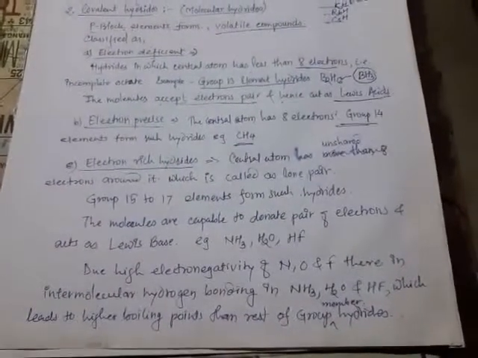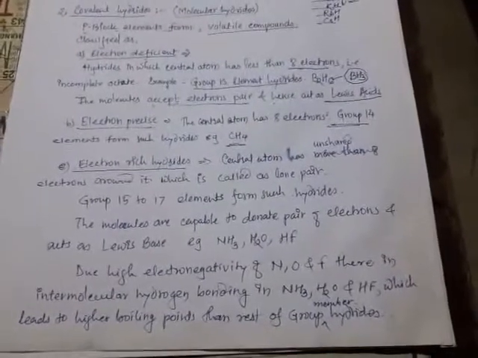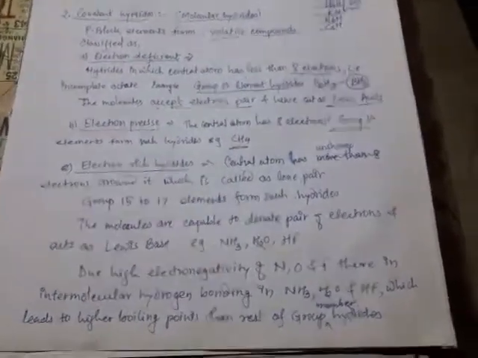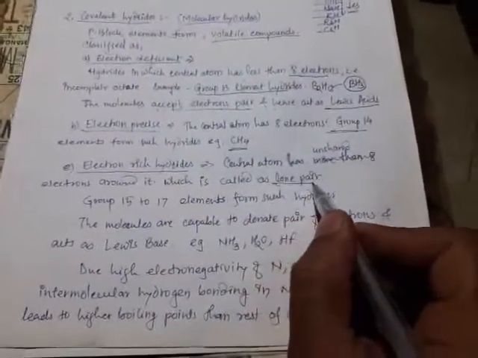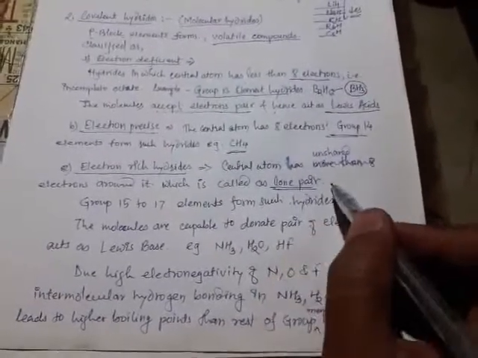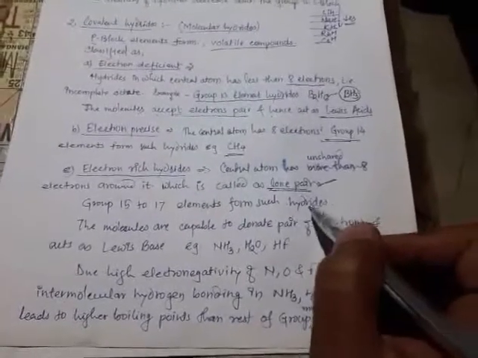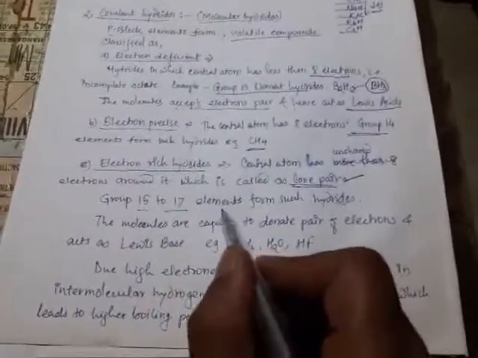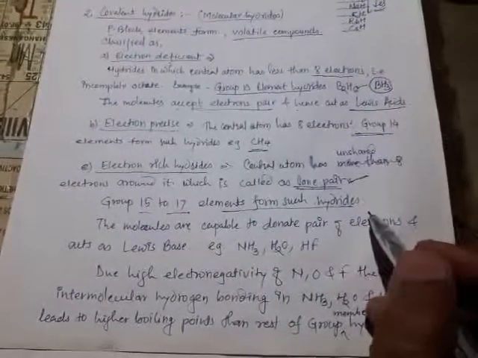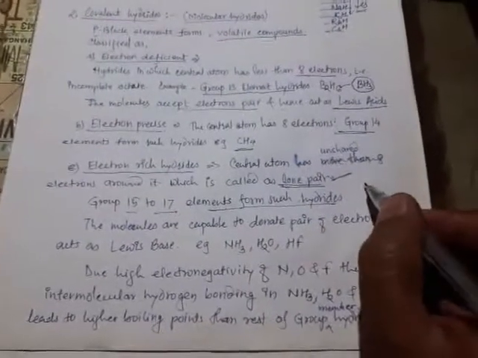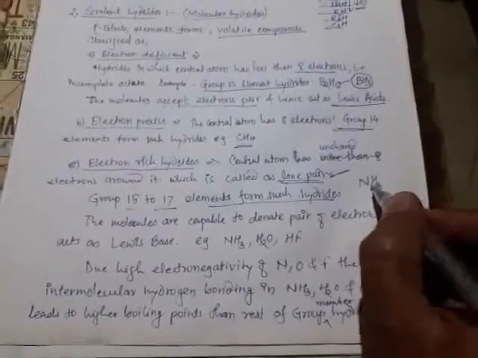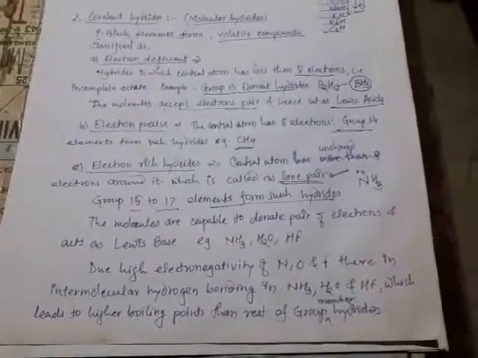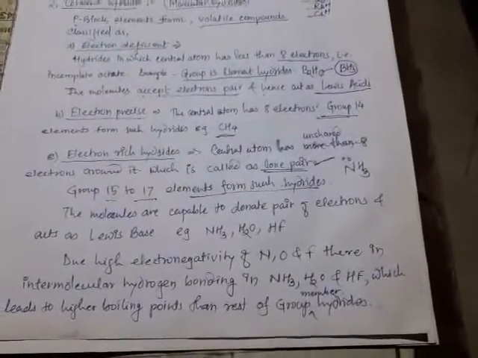Then the third type, what we call an electron rich hydride. In this case, the central atom has unshared electrons around it. So unshared electron pairs are called lone pairs. The pair of electrons which is not taking part in the bond formation is called an unshared pair of electrons, or a lone pair. Group number 15 to 17, all these elements form the electron rich type of hydrides. If we write an example, that is NH3. So in case of NH3, there is a pair of electrons on nitrogen which is unshared, which is called a lone pair. This molecule, ammonia, we are calling the hydride of nitrogen.